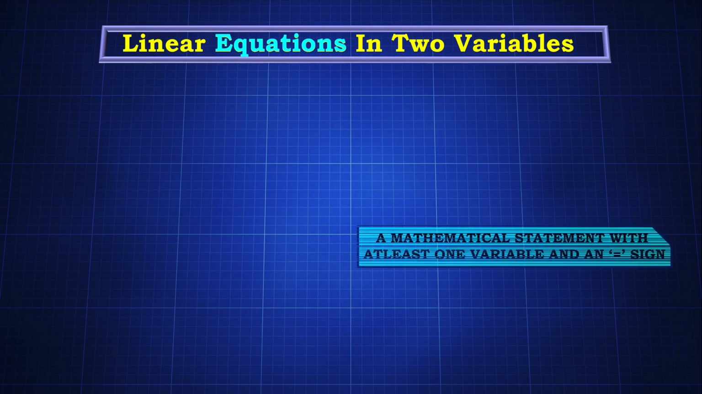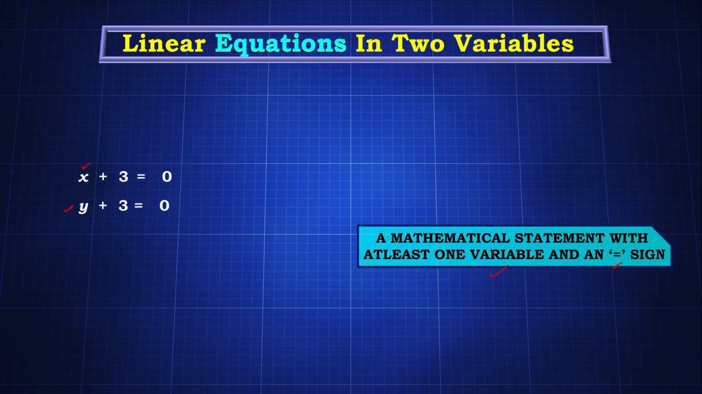Let's understand that. This is a mathematical statement where I am saying x plus 3 is equal to 0, y plus 3 is equal to 0. A mathematical statement with at least one variable and an equal to sign is an equation. So this is an equation, and this is also an equation, where you will have two variables. Here the variable is x and here the variable is y.